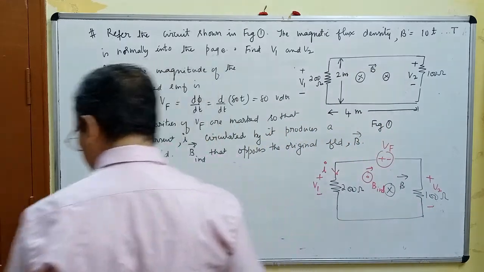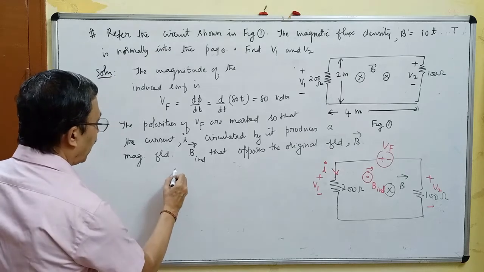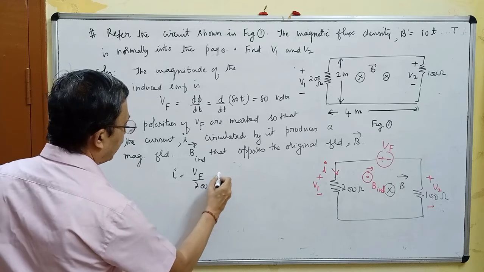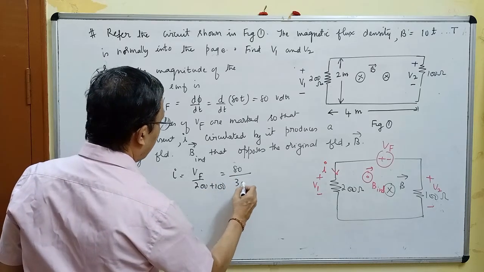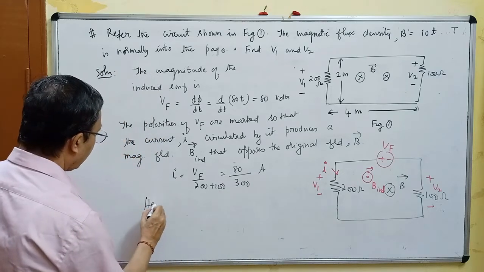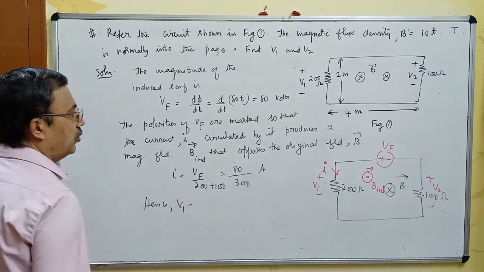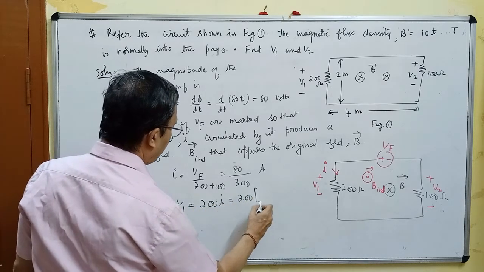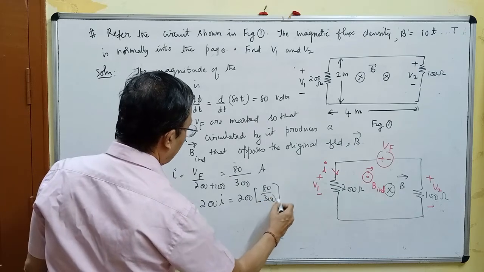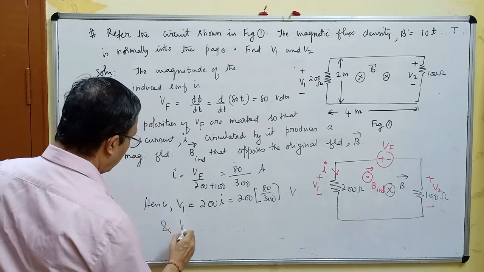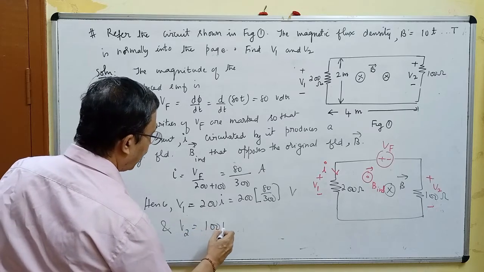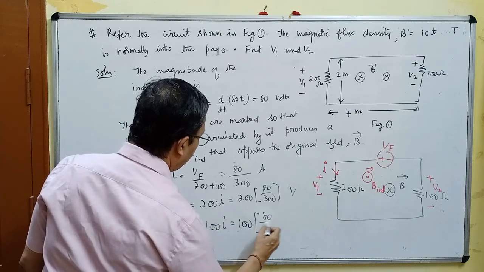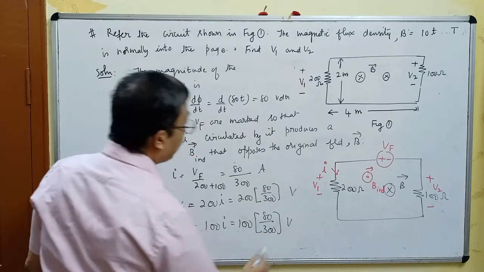What is current I? Current I is equal to Vf divided by 200 plus 100, which is 80 divided by 300 amperes. Hence, V1 is equal to 200 into I, equals 200 into 80 divided by 300 volts, and V2 is equal to 100 into I, equals 100 into 80 divided by 300 volts. This is how the problem is tackled.